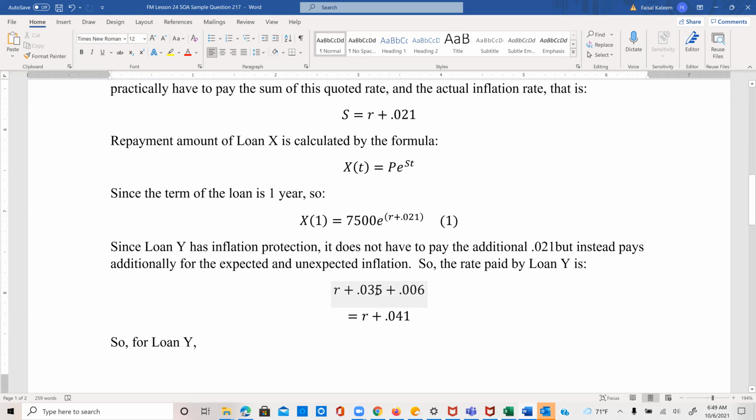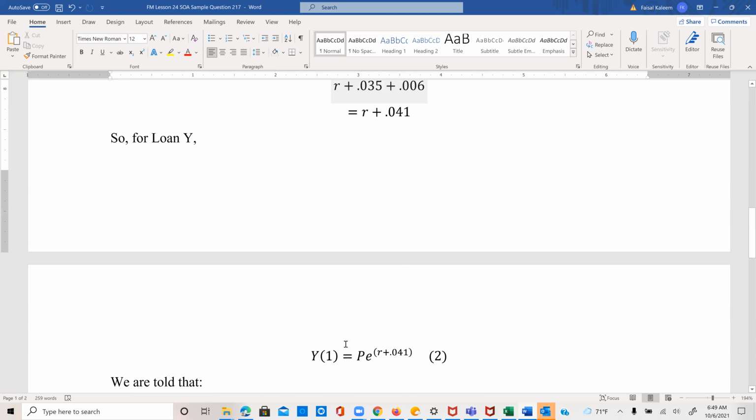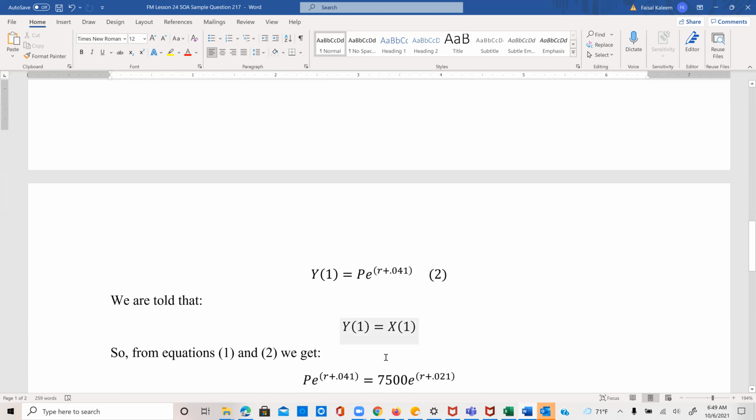So for loan Y, the practical rate turns out to be R, which was the quoted bank rate, plus the expected inflation, plus the unexpected inflation rate. And so these two add up to 0.041. So loan Y practically pays an interest of R plus 0.041 compounded continuously. So Y(1) would be the principal for loan Y, which we don't know, times e to the power of rate times t. Rate is R plus 0.041 and time is 1 year.